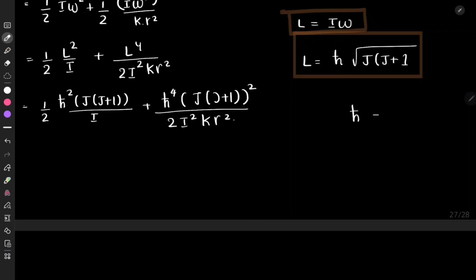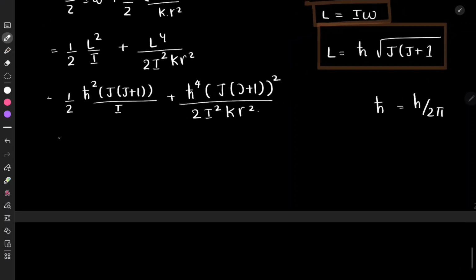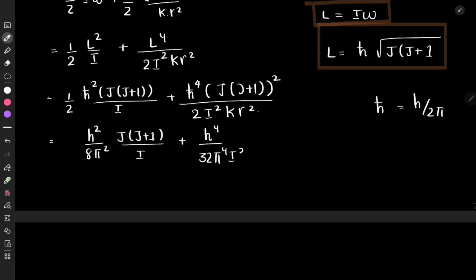Now h cross can be written as h by 2 pi. So half, this is square, so it will be h square by 4 pi square, and there's a 2 here, so 2 into 4 is 8. You can write 8 pi square, j into j plus 1 divided by I, plus h cross square by 4. So h raised to 4 divided by 2 raised to 4 is 16 into 2, so 32 pi raised to 4 I square, j plus 1 the whole square, divided by k square.